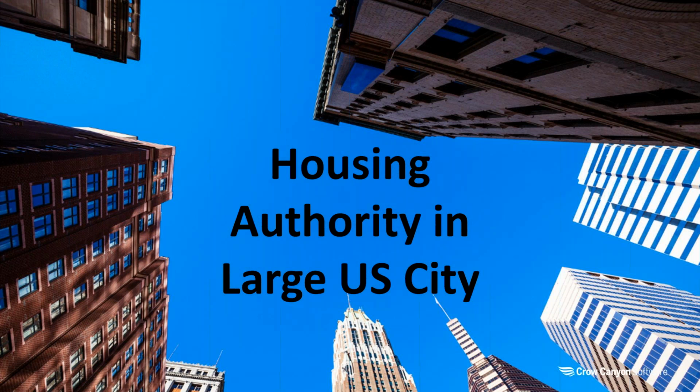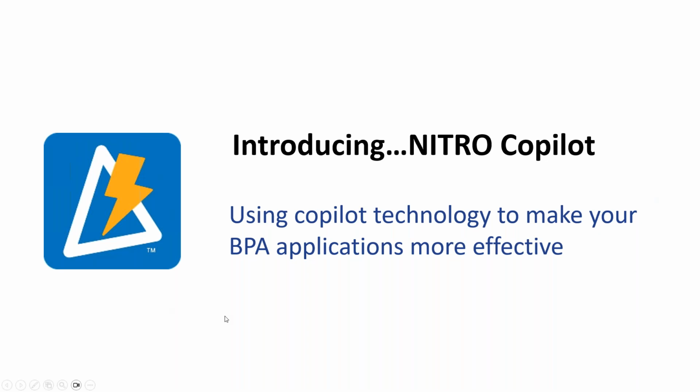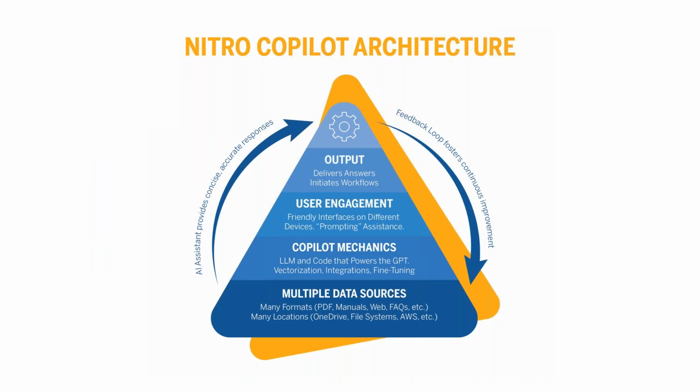Yeah, no, that's good. That really shows that this goes way beyond what HR can do. It could be any number of fields, and some of our use cases will point out what we can do in these other fields. So, a quick run through on some of the background under the hood of NITRO Copilot, and then we'll go into those use cases and describe them, which I think are really fascinating and fun. So NITRO Copilot is using Copilot technology to make your BPA applications more effective. This is Copilot technology, that's LLMs and the RAG model and the vectorization and all that.